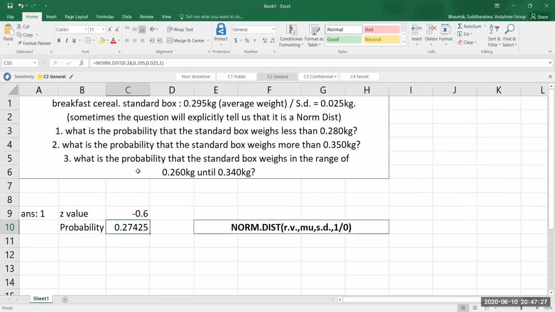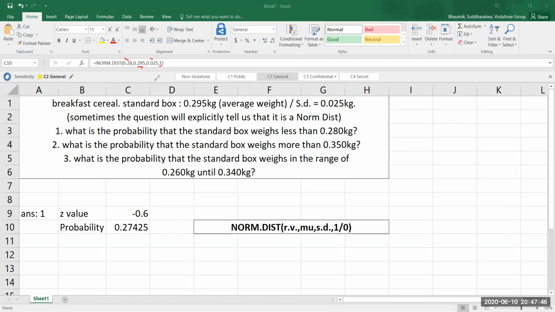If I put this into the formula, see what I've done. The first value is the random variable, right? So I have put the random variable here. Then I have put the mean. Then I have put the standard deviation. Then I know this is the cumulative case, right? So that is why the value of the flag is equal to 1. You can also put true and false. Okay, it is not a problem.